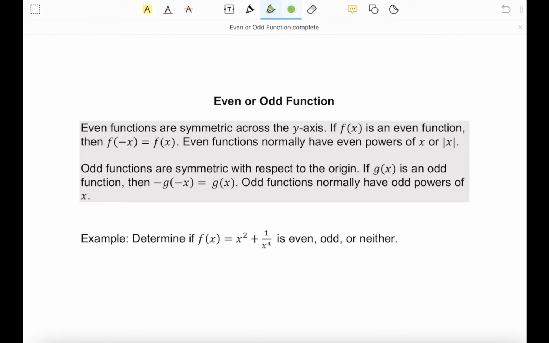Determining whether a function is even or odd really comes down to the symmetry of the graph of the function. Even functions are symmetric across the y-axis, and odd functions are symmetric through the origin.